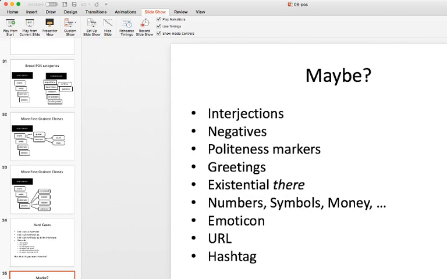So there are other parts of speech too. There are interjections, negatives, politeness markers, greetings. There's existential there. It's like the there in "there is a thing," called existential there.